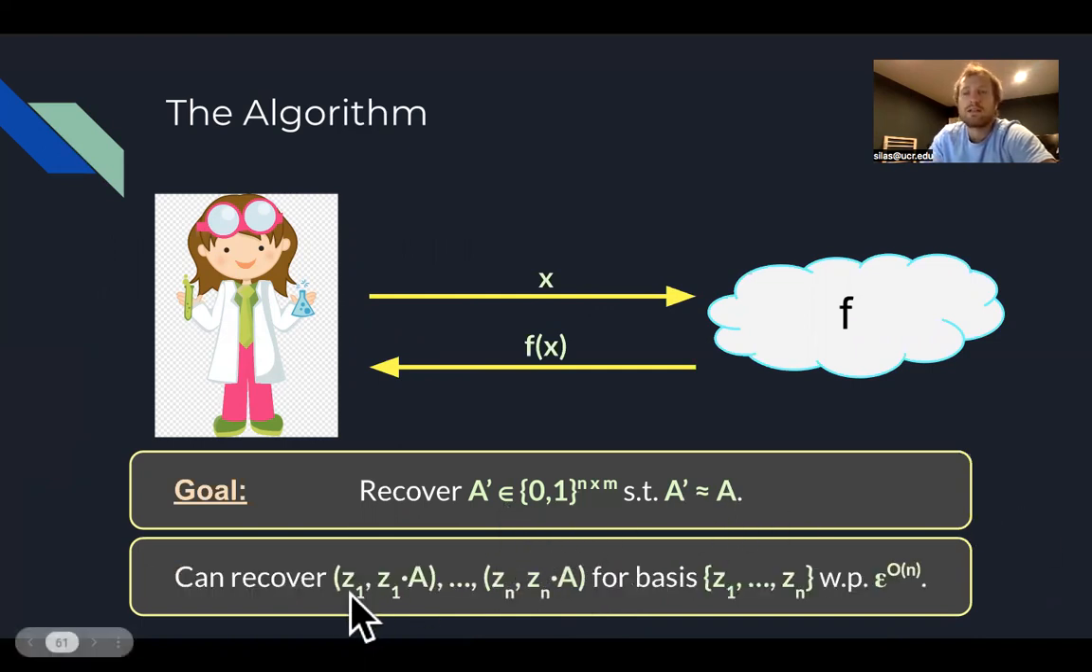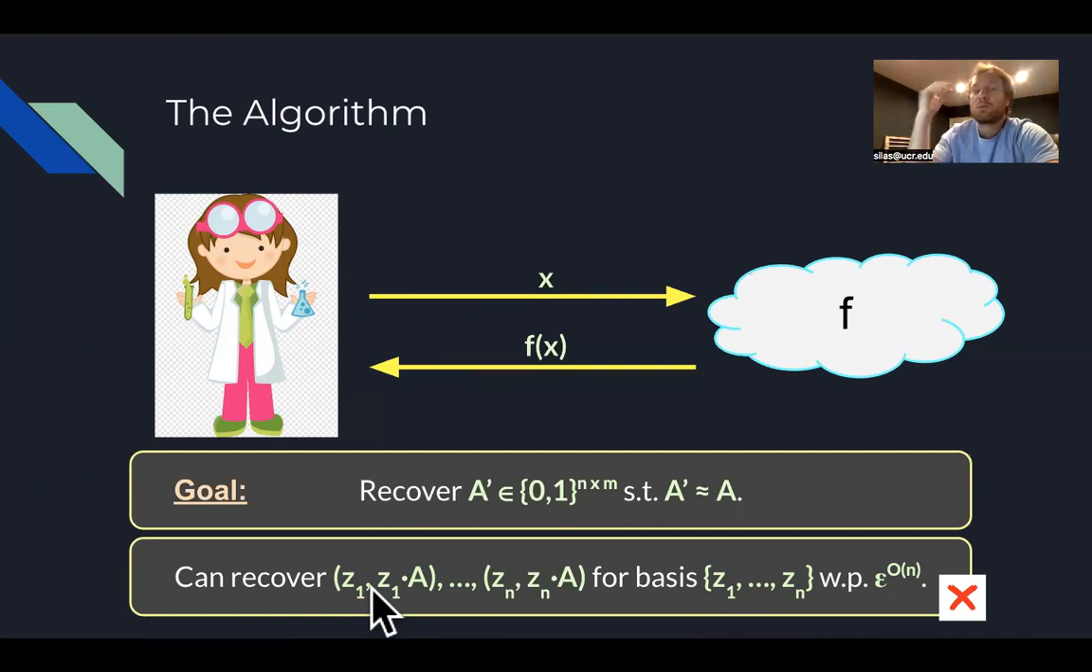So you say, let's use our ability to recover Z1 times A through Zn times A for some basis Z1 through Zn. That would let us recover A. That's great, except we have to take a probability hit of epsilon to the n. And that's way too small for us to be happy. We want to do way better than that. The problem is basically we're recovering one row of A with only non-negligible probability, so you can't put them all together n times because that's going to decay exponentially.